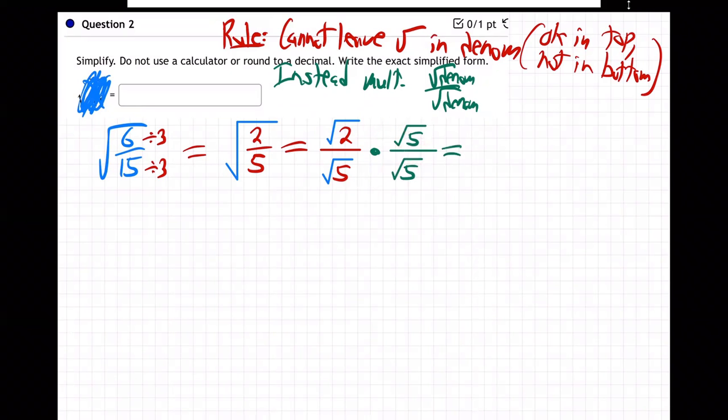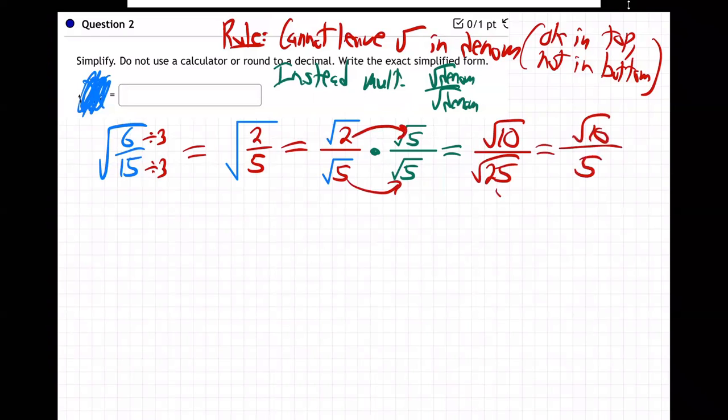Okay, so what becomes of it? Well, on the top, it's going to be 2 times 5, square root of 10. On the bottom, 5 times 5, square root of 25. Now, why we like that is because on the bottom, that's plain 5, no more root. And that was our goal. Remember, get rid of the root from the bottom. And we're done. There is our final answer. Put a box around it. Wrap it up. It's done.